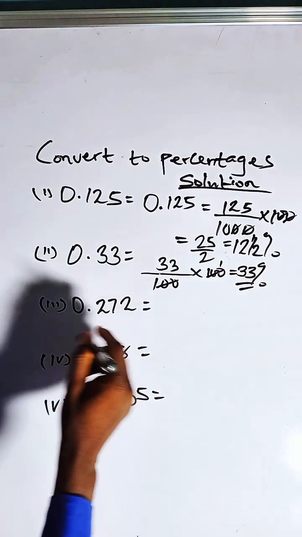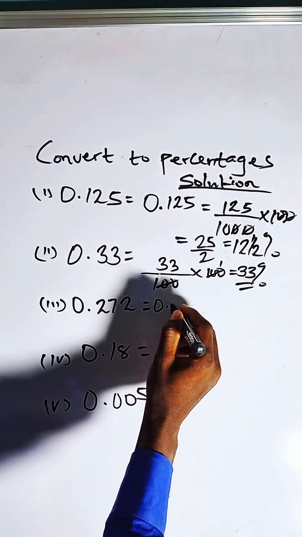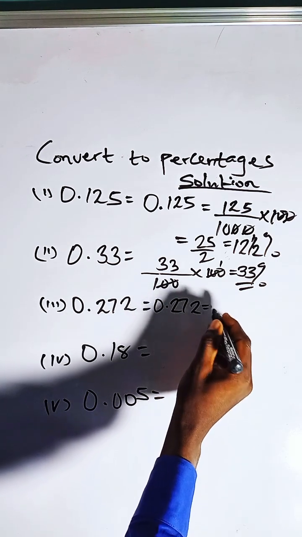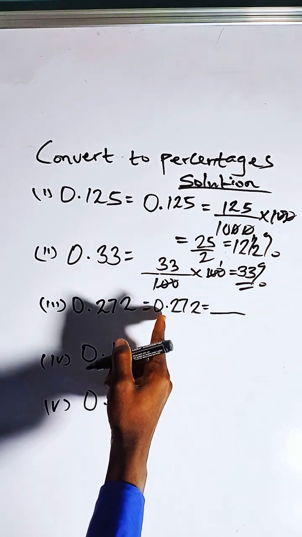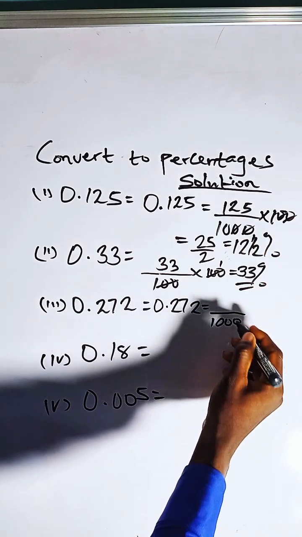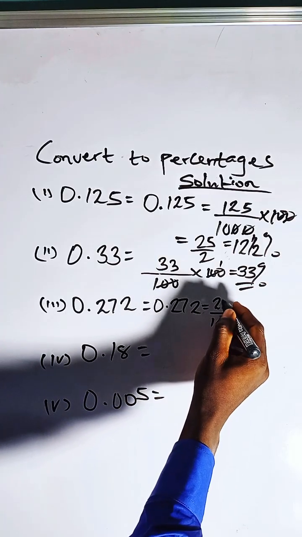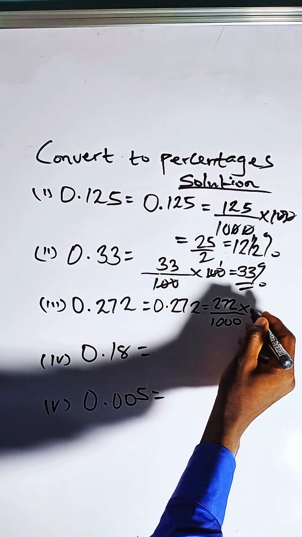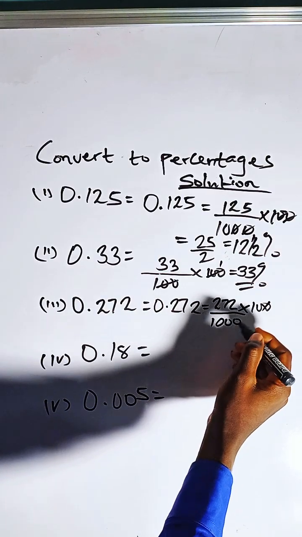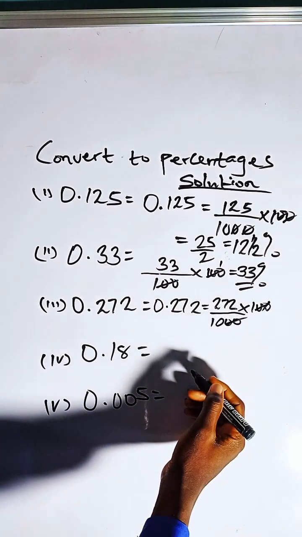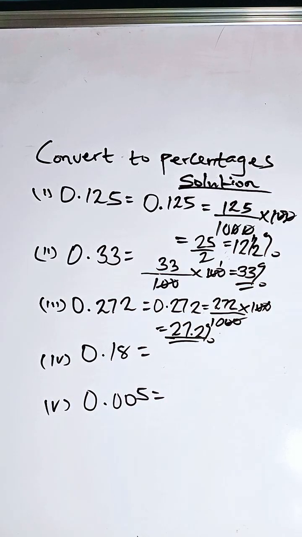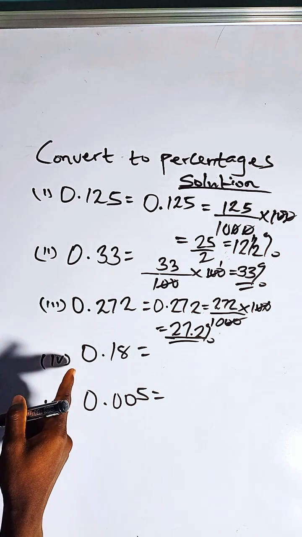Okay, so for the third one we have 0.272. First thing we do is to take this to a fraction. So when we do this, we draw a straight line. The decimal point turns to 1, so every other number here turns to 0. So we repeat 272 times 100. Okay, so here we have 0 can simplify this. So we have this as 7.2%.